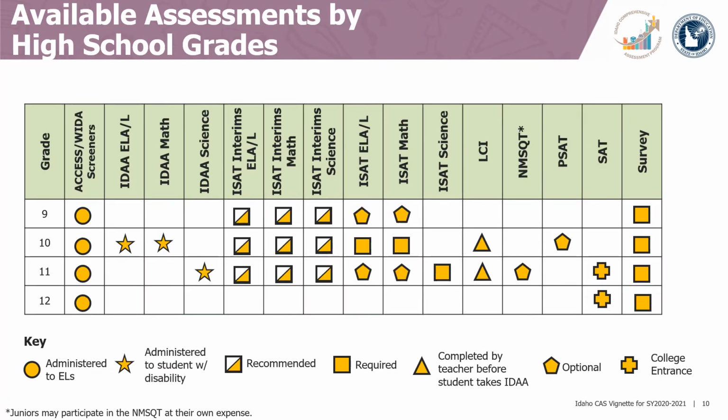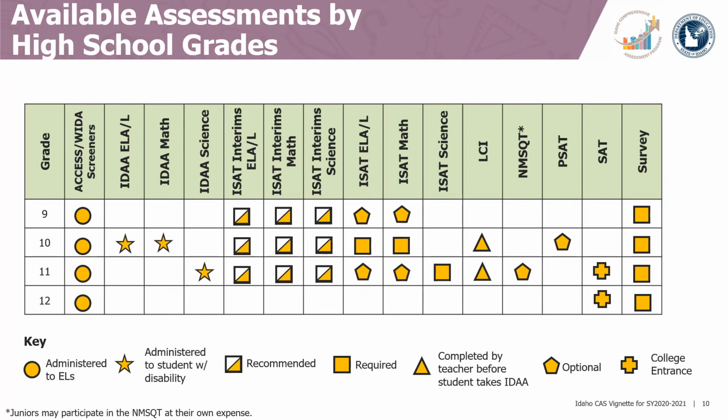Slide 10 conveys the same information for the grades typically known as high school grades, grades 9 to 12. Again, make sure to pay close attention to the alphabetical order of the assessments listed in the column headers from left to right. Again, notice that the IRI is not listed in this table, but the NMSQT, PSAT, and SAT have been added. Those optional tests are indicated with a filled pentagon, and the SAT college entrance exam is indicated with a filled-in plus sign.